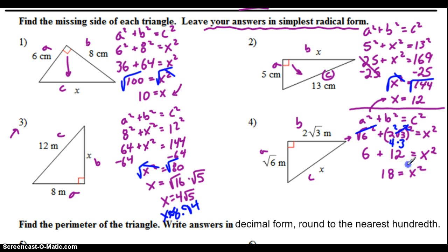Now we need x by itself. We take the square root of both sides. The square and the square root cancel each other out just like before, and we're left with x equals the square root of 18, which again is not a perfect square. So what are we going to do with this? Well, what perfect squares do divide 18? 9 does. We can break this down into the square root of 9 and the square root of 2. The square root of 9 becomes 3. The square root of 2, we have to leave. And we're left with 3 square root of 2 as x.